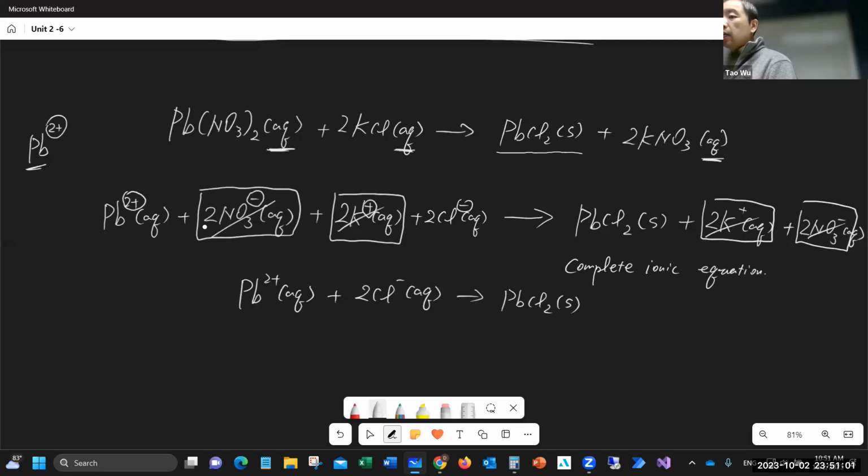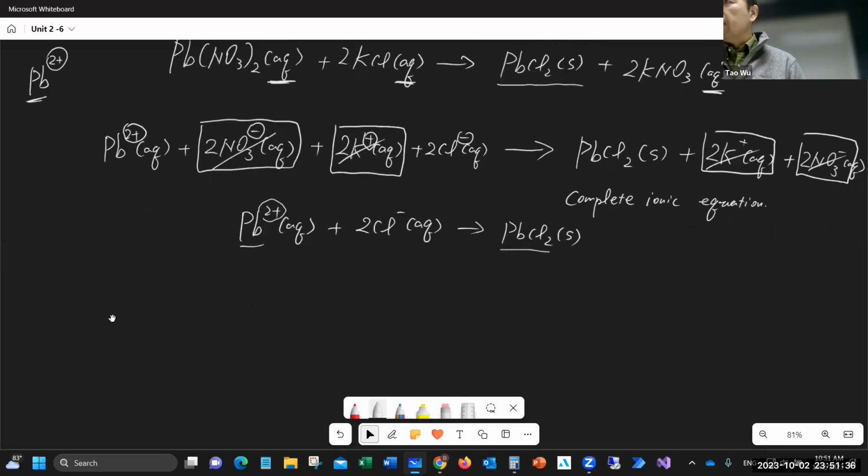I'm not sure whether you recognize or not, the total charge before and after the reaction is also balanced. You see, we have a 2 positive, and then we also have a 2 negative. Overall, 2 positive, 2 negative, making 0. And so that's why in the final, also no charge, 0 charge. So in the net ionic equation, the charge is balanced. The elements are also balanced. You see 1 Pb, 1 Pb, 2 Cl, 2 Cl. Okay, so charge and those chemicals are all balanced.